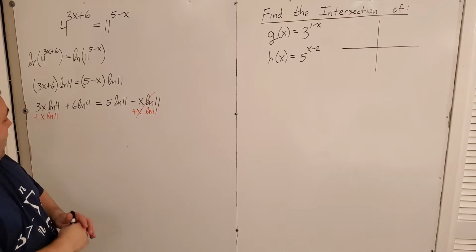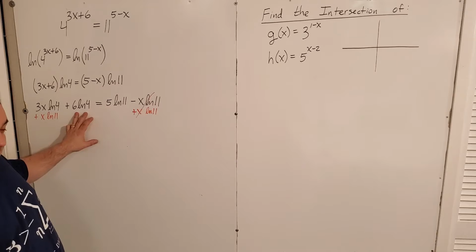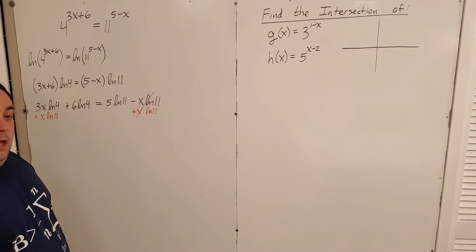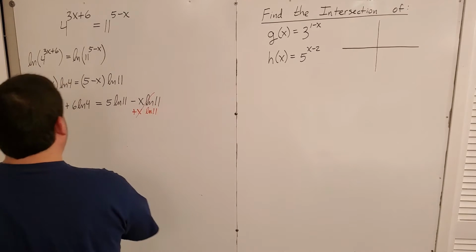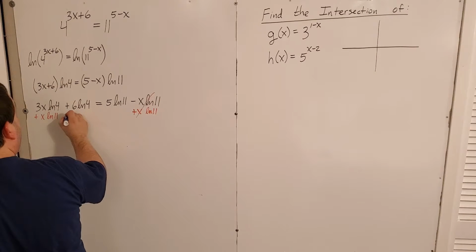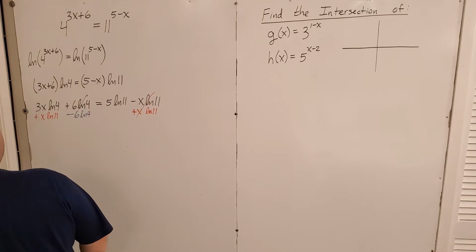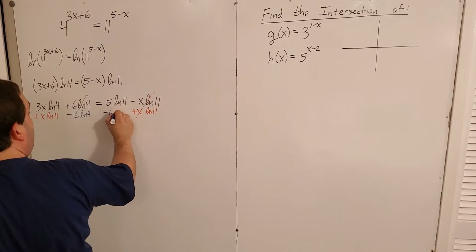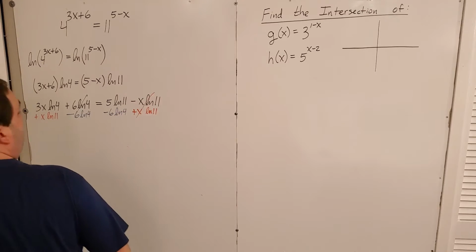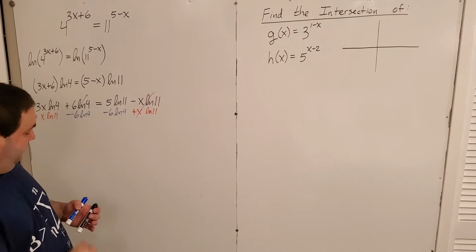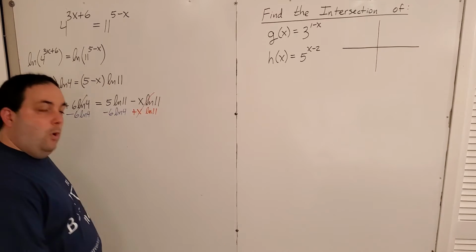Well, same idea, right? Neither of these have an x in them, so those should be the ones that I should be grouping away from x, right? So I'm going to subtract the 6 ln 4 in order to get rid of this one. But of course then I have to subtract 6 ln 4 here. Right? Okay. So let's rewrite what we have now.